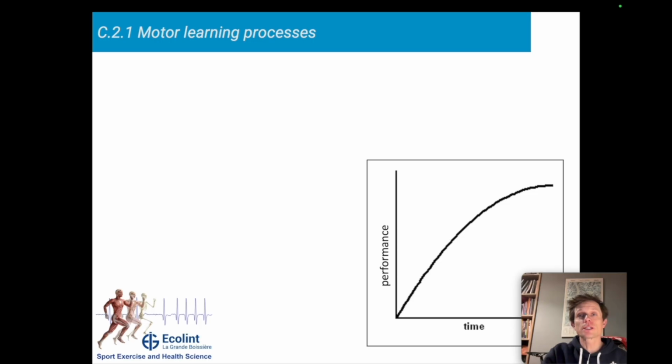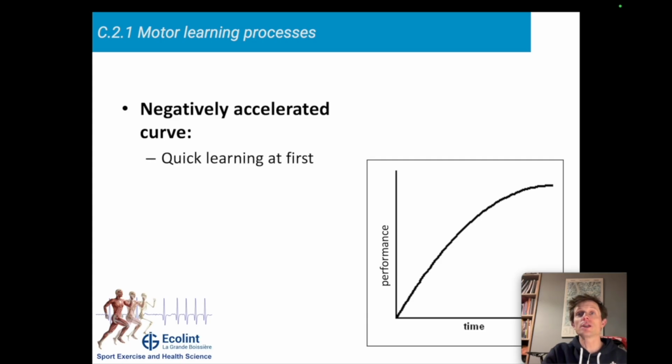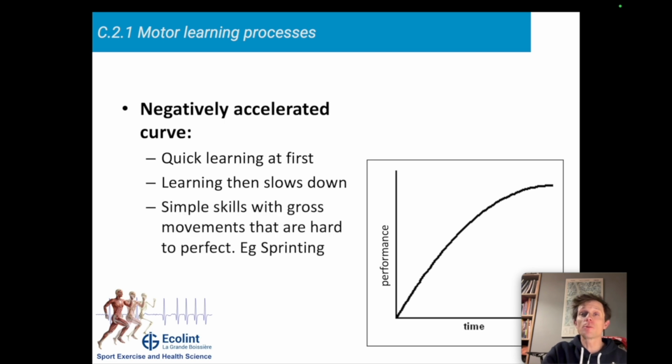Opposite to a positively accelerated curve, we might also see a negatively accelerated curve. In this example, we would see a rapid rate of learning at first, which then slows down over time. A good example of a skill which might exhibit a negatively accelerated curve are, for example, large gross movements that are quite hard to perfect. So, for example, what we'd see here in sprinting is we'd see significant improvements over those first few sessions where large errors are eradicated, but then perfecting the technique and making those small improvements once we've got a good technique are going to be much harder to come by. So the rate of learning is going to slow down.